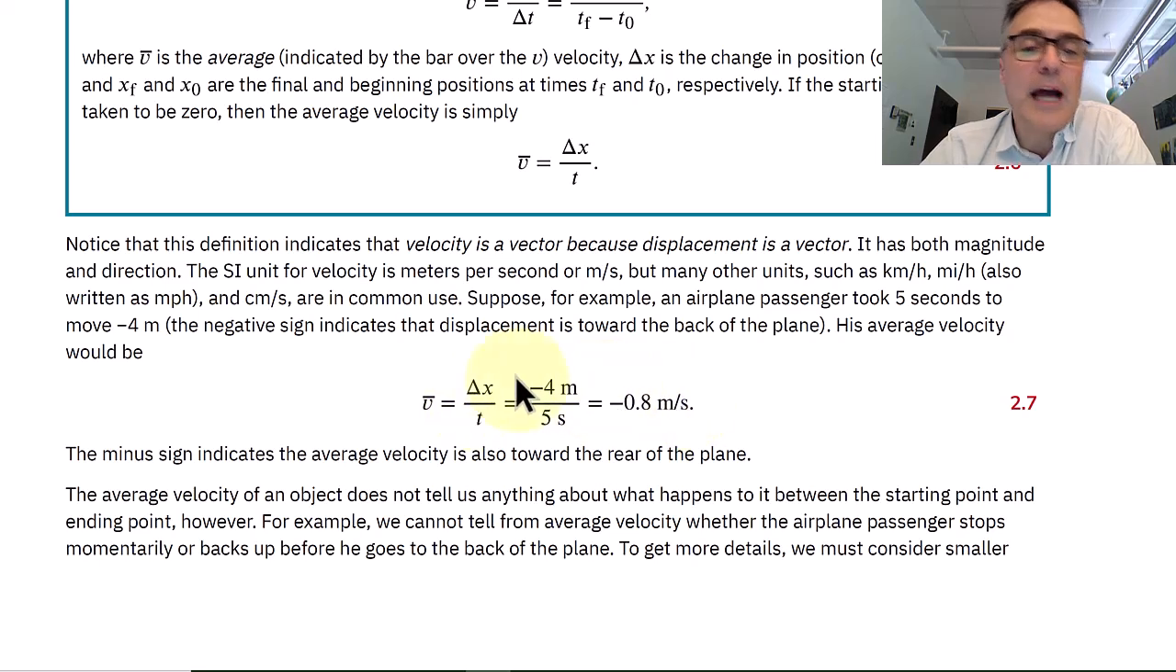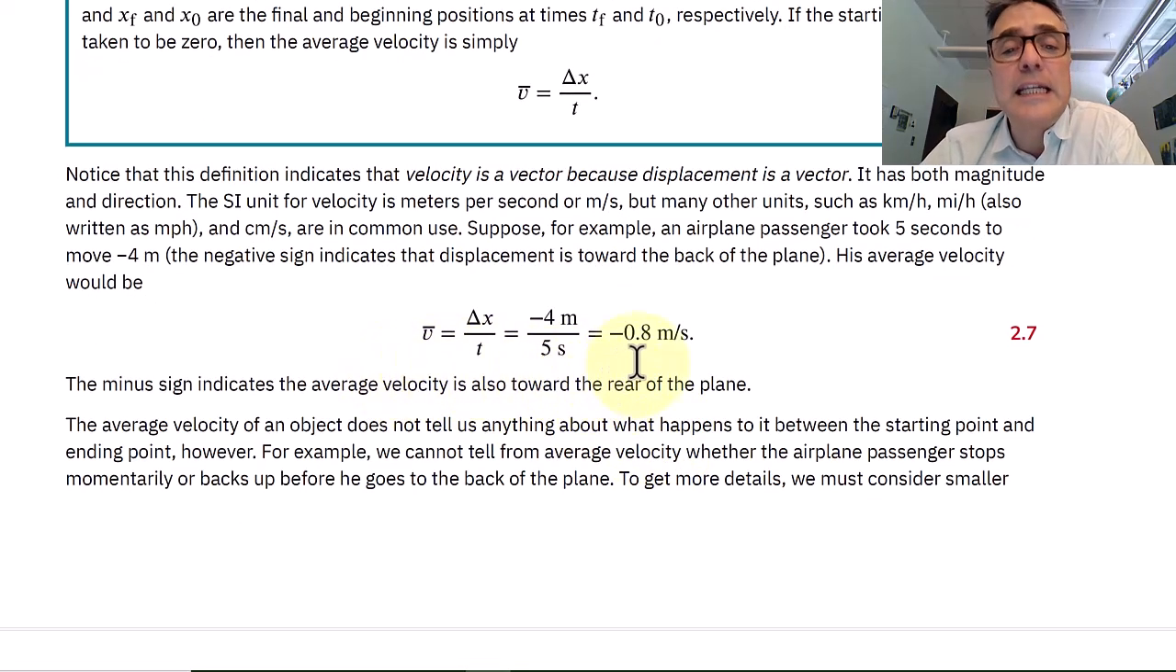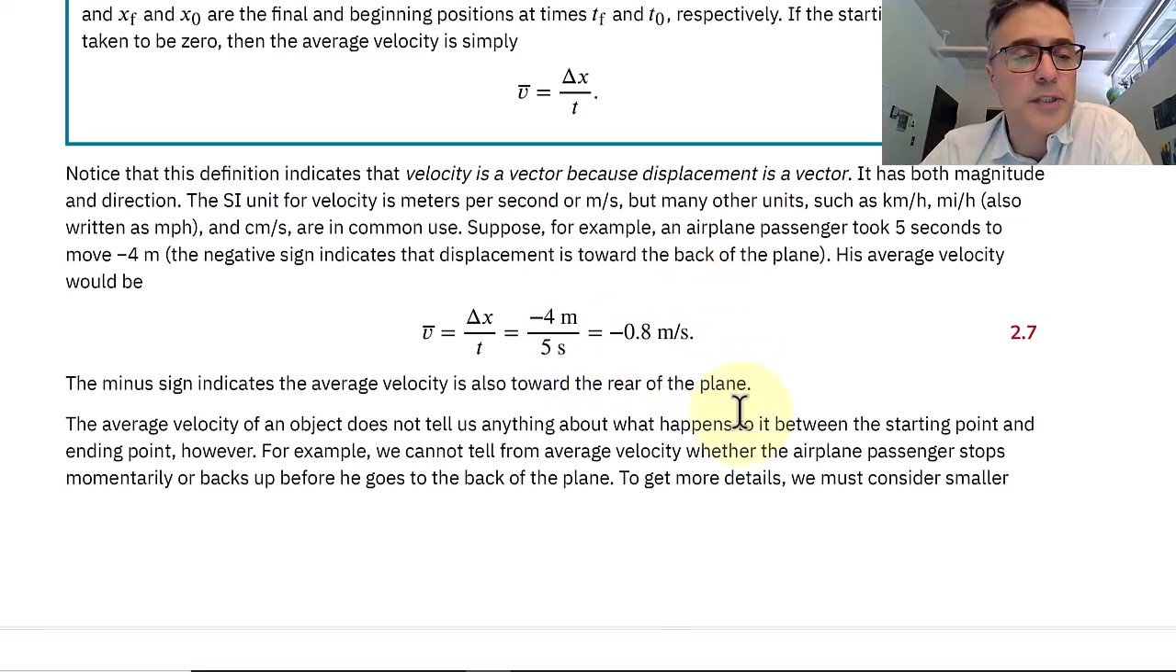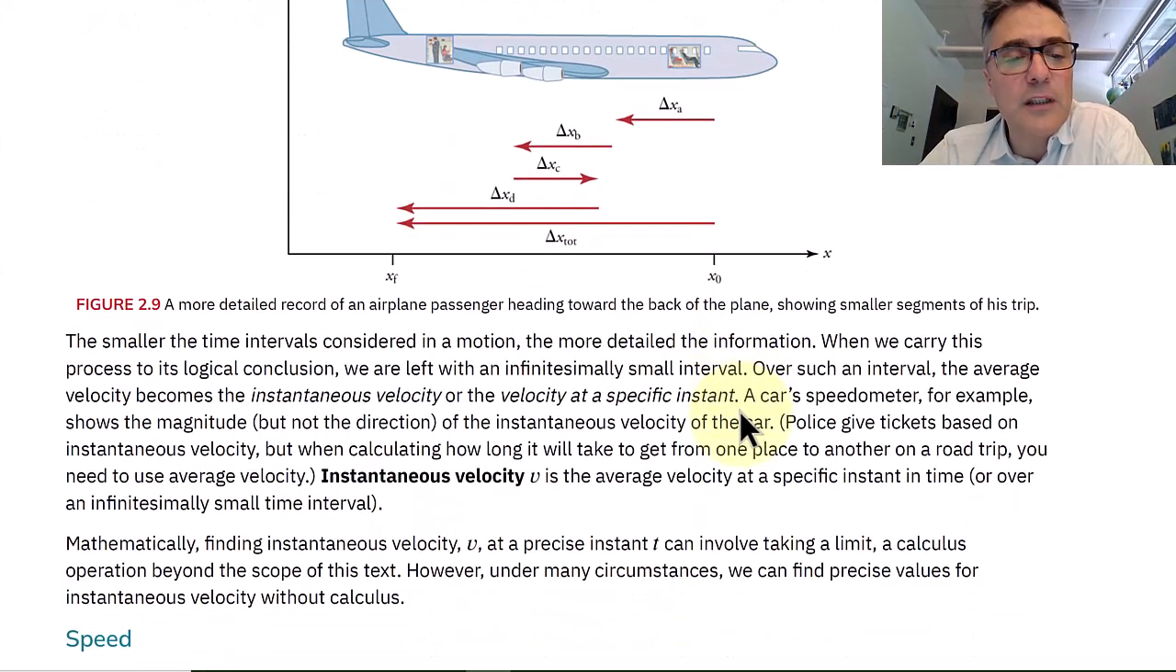If you go backwards, minus 4 meters in the negative x direction, and it takes you 5 seconds, then your average velocity is negative 0.8 meters per second. The units come from the units of the displacement divided by the units of time. So if you measure displacement in meters and time in seconds, then your average velocity is in meters per second.